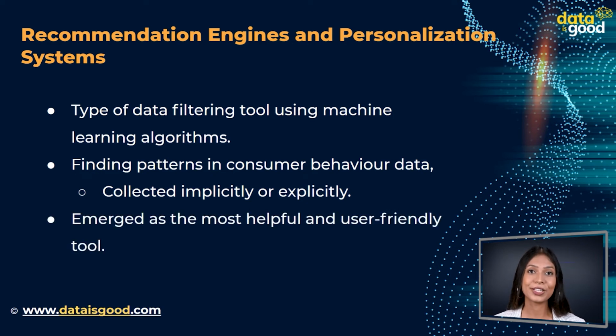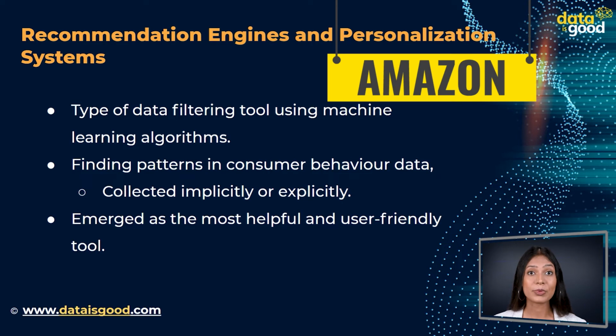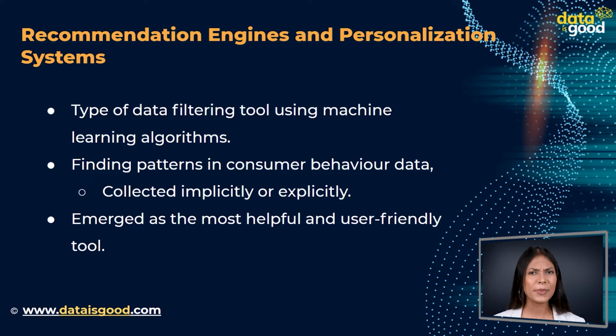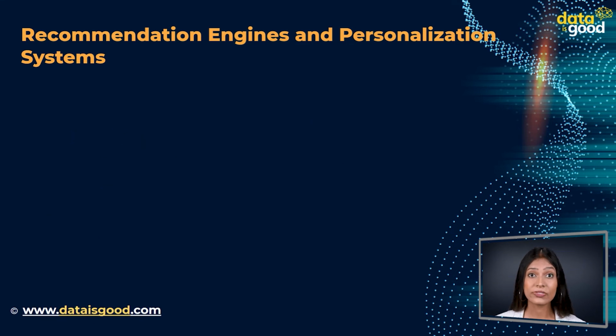The first and foremost industry is the e-commerce industry, where a recommendation system has emerged as the most helpful and user-friendly tool. Talking about Amazon, from the customer's misspelled words to identifying the products from relevant keywords, the smart recommender engine of Amazon does it all.